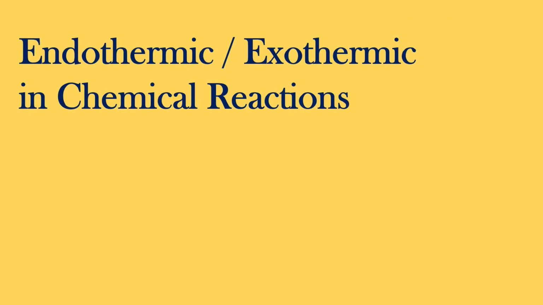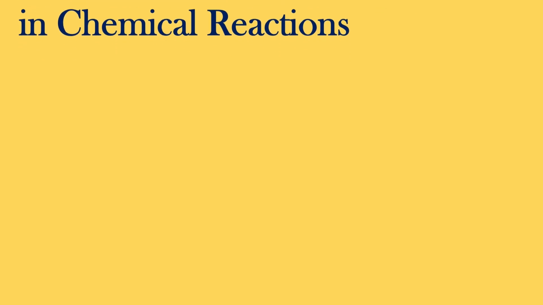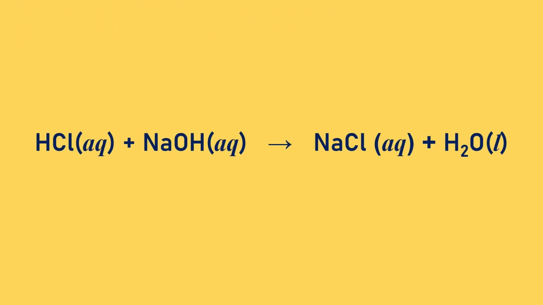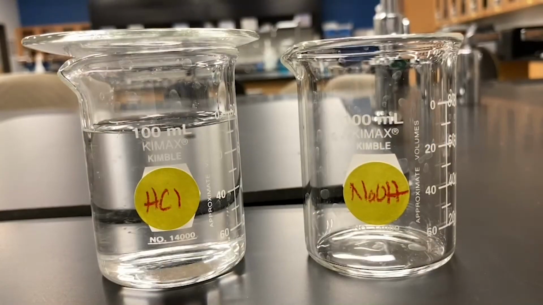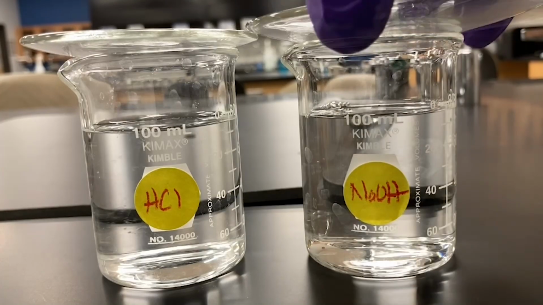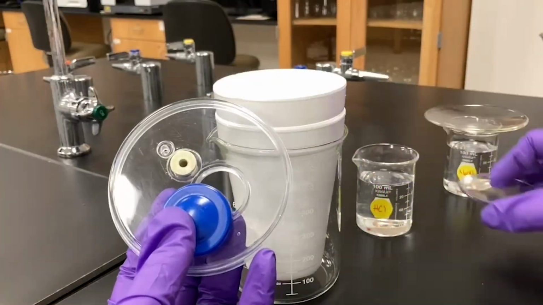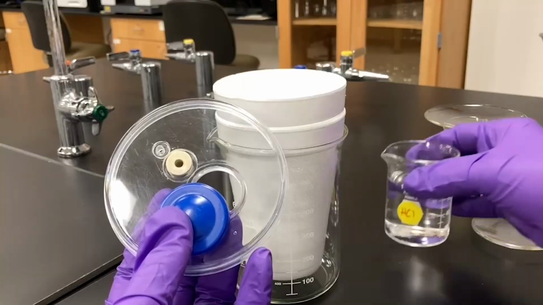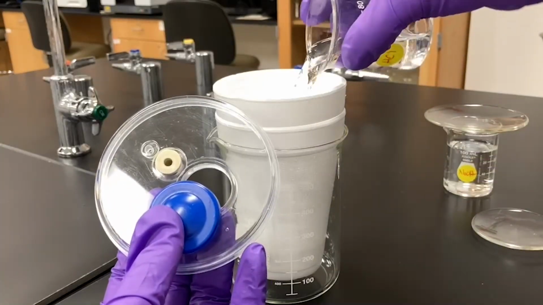Now, let me give you a classic example of an exothermic chemical reaction. This is the neutralization of hydrochloric acid by the base sodium hydroxide. In one calorimetry lab, we'll mix the acid and base. We can measure the temperature change to find the heat evolved or released.